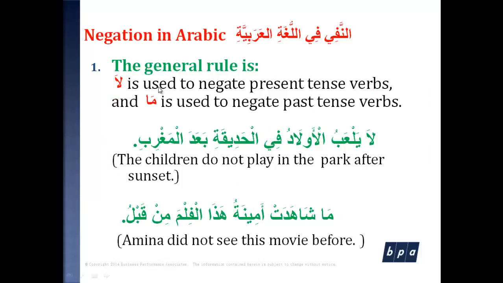Here are some examples. The general rule is la is used to negate present tense verbs, and ma is used to negate past tense verbs. La is with present tense verbs, and ma is with past tense verbs. Here's an example: لا يلعب الأولاد في الحديقة بعد المغرب. The children, الأولاد, do not, لا, play, يلعب.